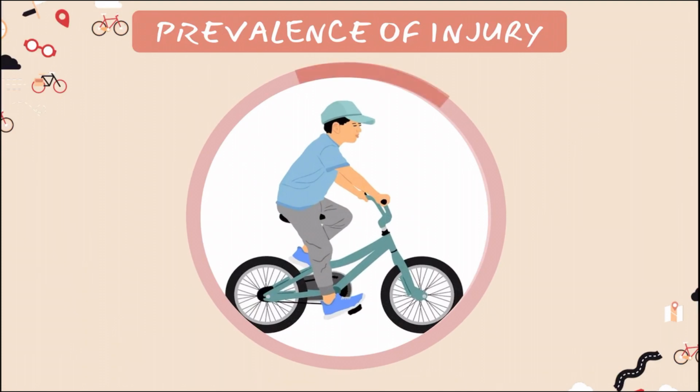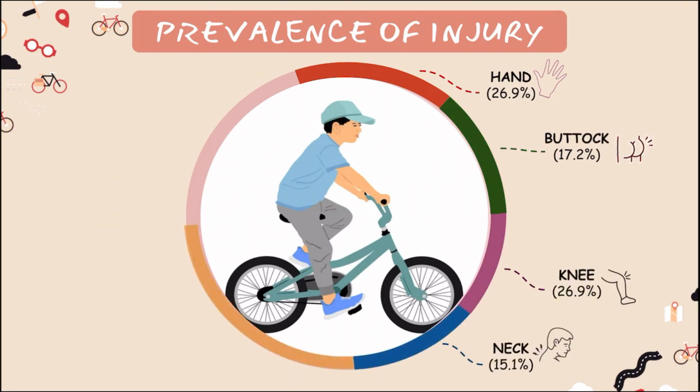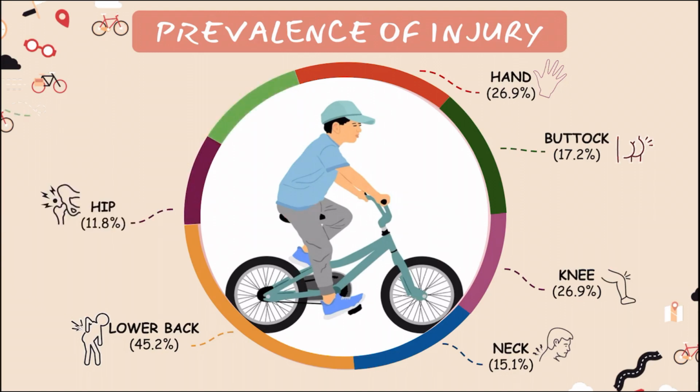Common injured body parts for cyclists are their hands, sometimes their buttock area, knee joint, and around their neck. Some will injure their lower back, their hip joints, and sometimes other parts of the body.